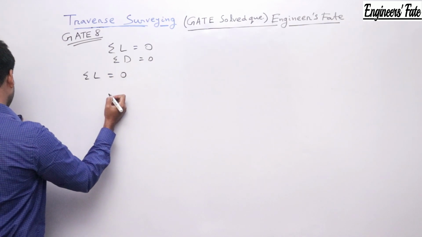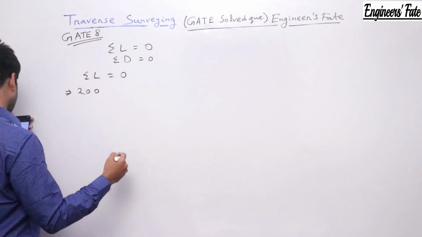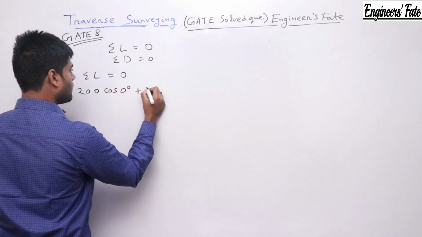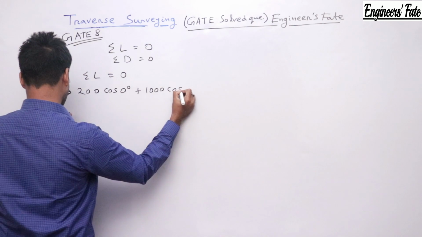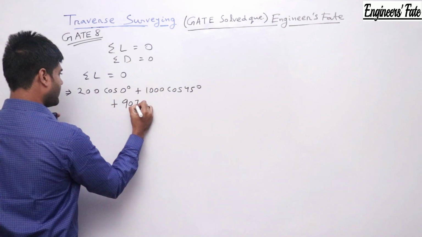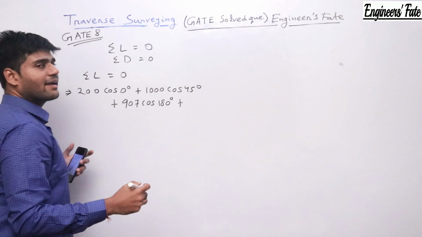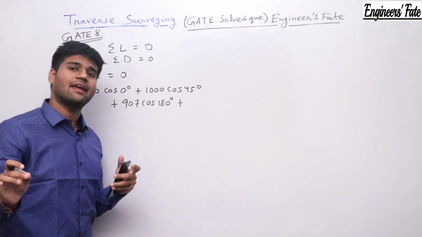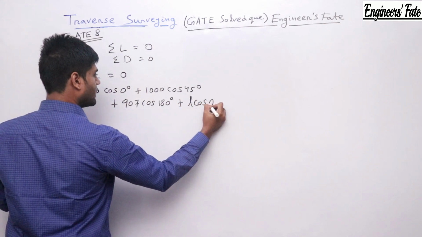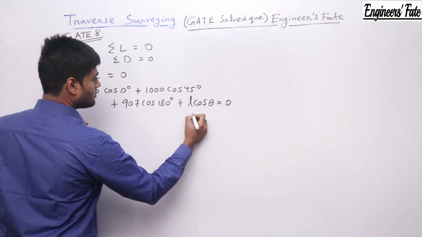So write the equation: 200 cos 0 degree plus 1000 cos 45 degree plus 907 cos 180 degree. The missing length I can denote as L and the missing bearing as theta, so plus L cos theta equals 0. This is my equation 1.